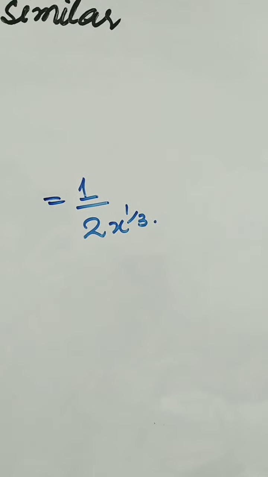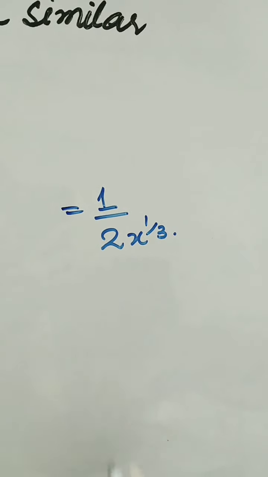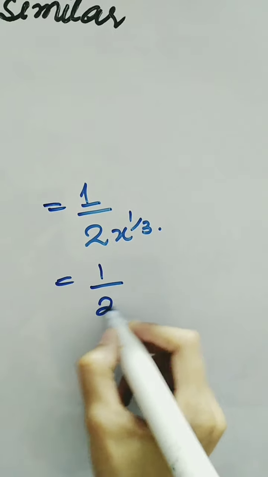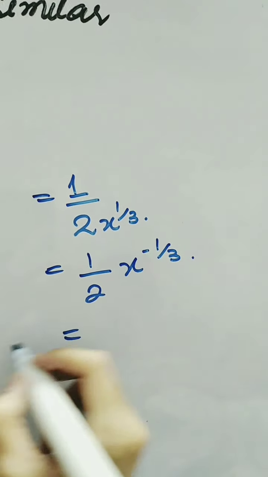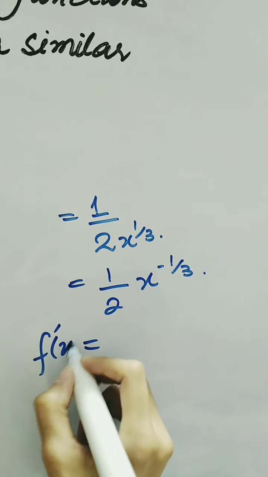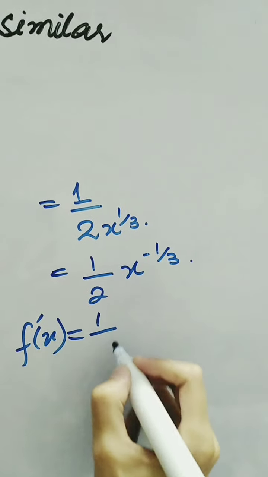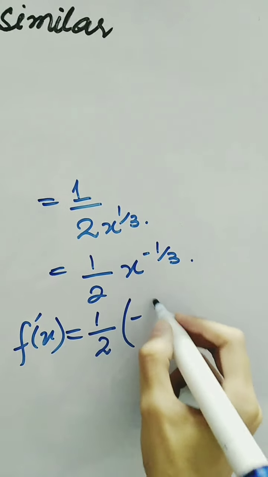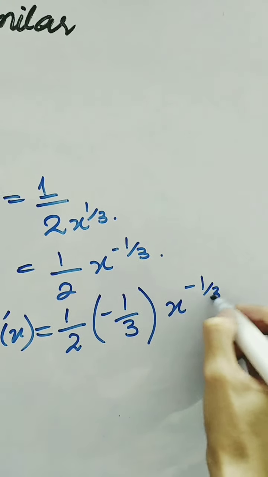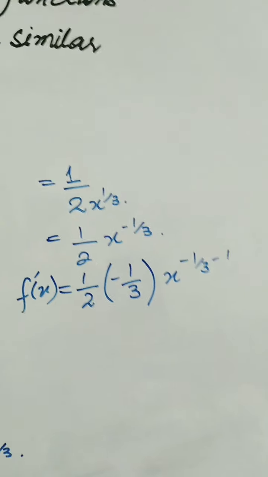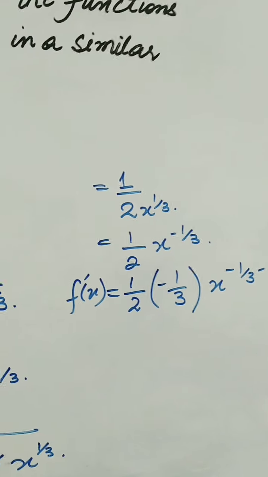Now we take this x into the numerator and it becomes x raised to the power minus 1 over 3. Now we are going to take the derivative of this function. 1 over 2 remains as it is, minus 1 over 3 comes here, and we will subtract 1 from minus 1 over 3.